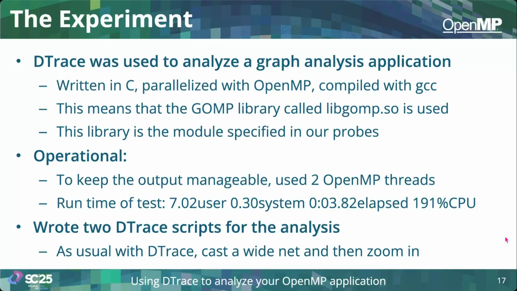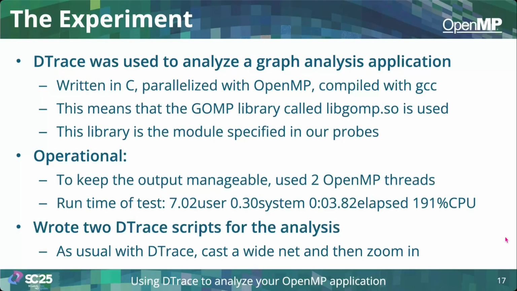Remember, the module was one of those fields, and I'm going to restrict all my tracing to whatever happens in libgomp.so. On the operational side, to keep the output manageable so I can put it on slides, I only use 2 threads, but whatever I'm showing you will run on any number of OpenMP threads. I picked a very short runtime. DTrace has very little overhead actually, but I just wanted to make my own life easier. I took a small example.